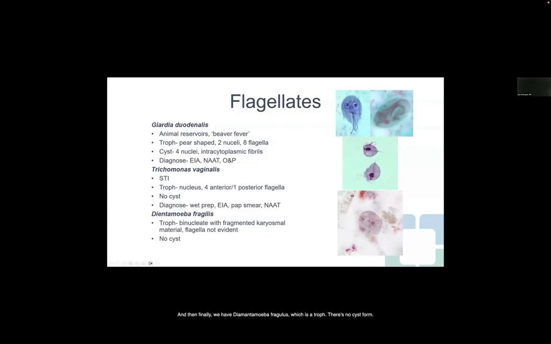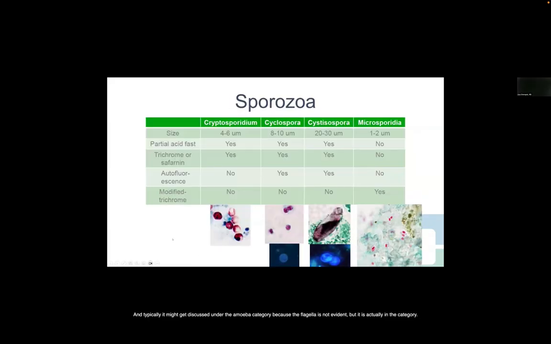And then finally, we have Dientamoeba fragilis, which is a trophozoite. There is no cyst form. As its name implies, it's binucleate, Dientamoeba, and then the karyosome material is fragmented, fragilis. It typically might get discussed under the amoeba category because the flagella is not evident, but it is actually in the flagellate category.